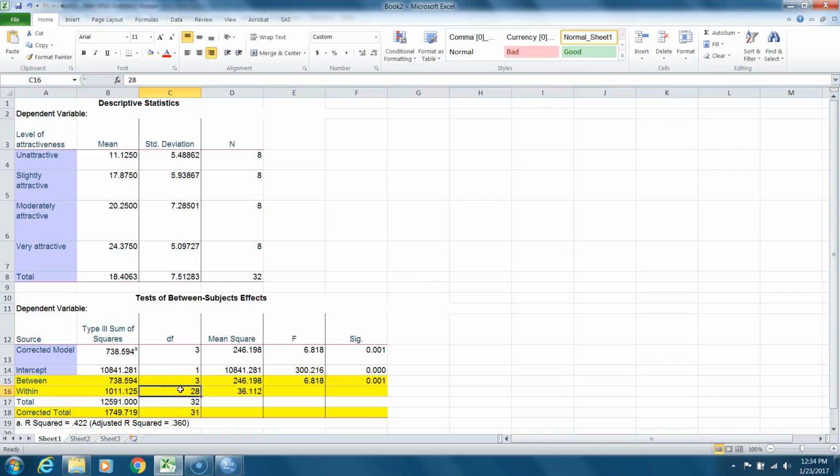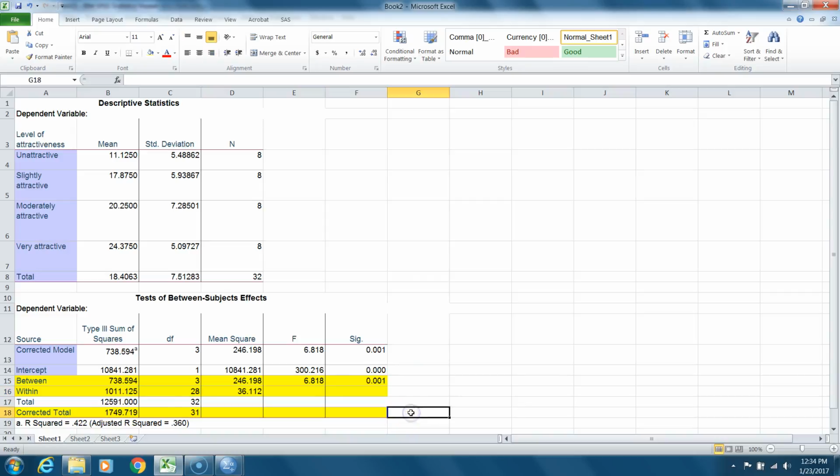And our within group variance, well, I guess previously in our chapter, you see that within groups, the degrees of freedom is going to be n minus j, j being the number of groups. So within is number of people minus number of groups. If we had 32 people minus 4 different groups, then we end up with 28. These two things, 3 and 28, should sum to the corrected total. And we see that that's true.